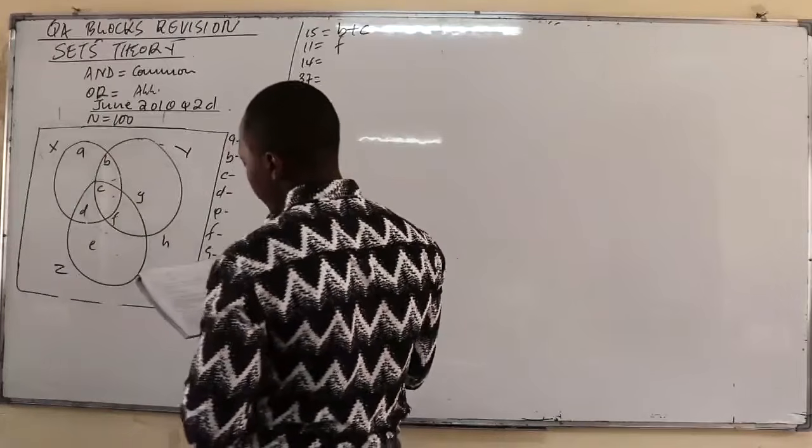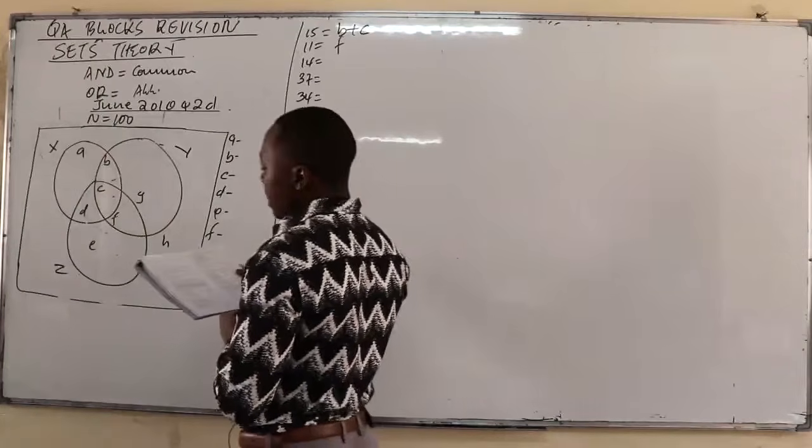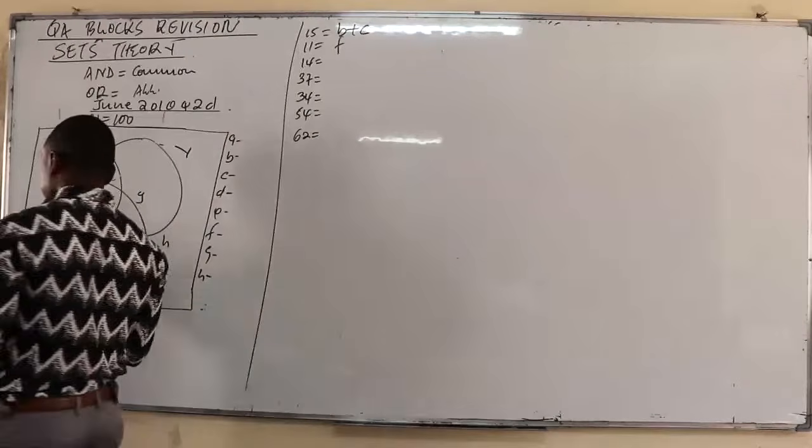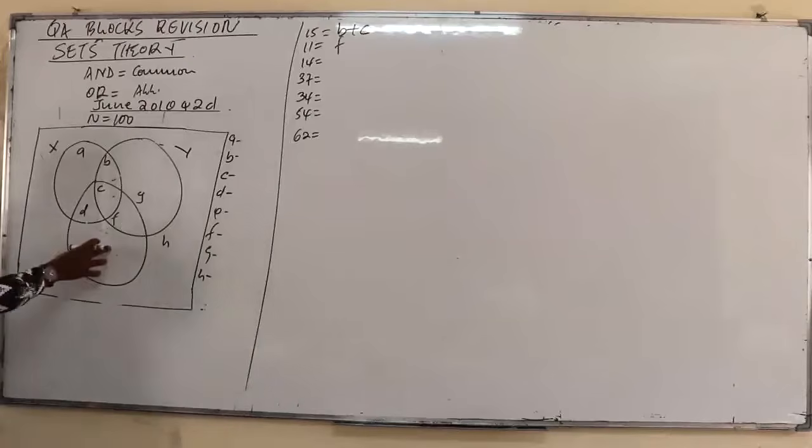14 voters were in favor of Z, but not X or Y. They're in favor of Z, but not X, not Y. So in short, those are the members in favor of Z only. And who is that? We have E.